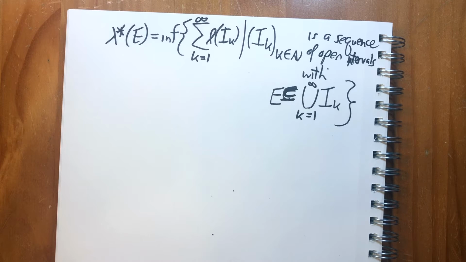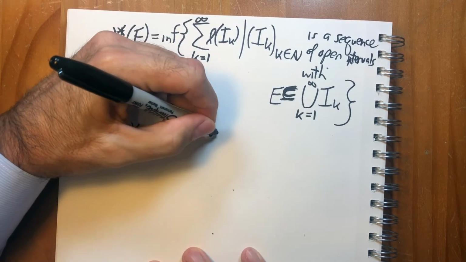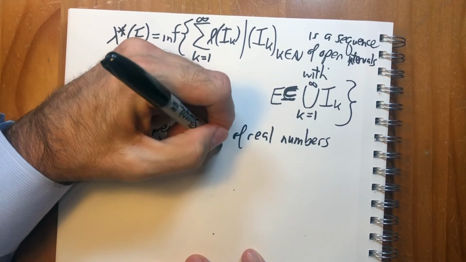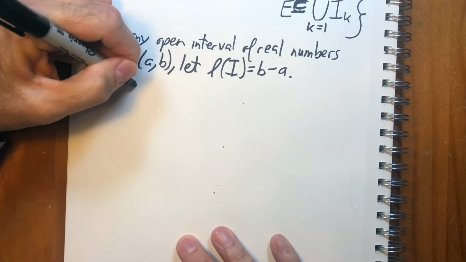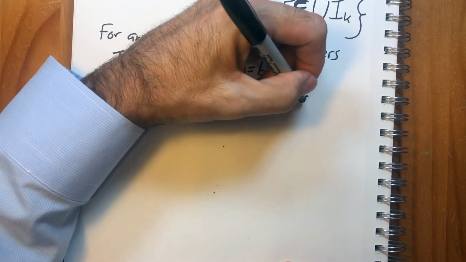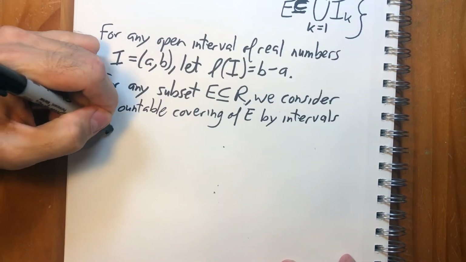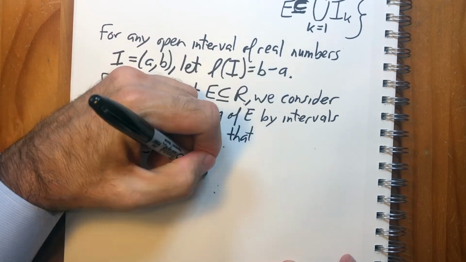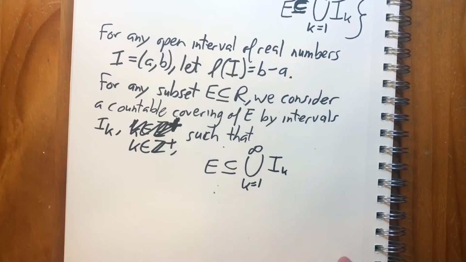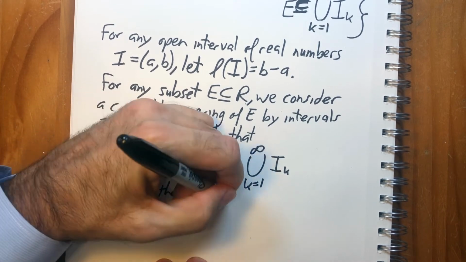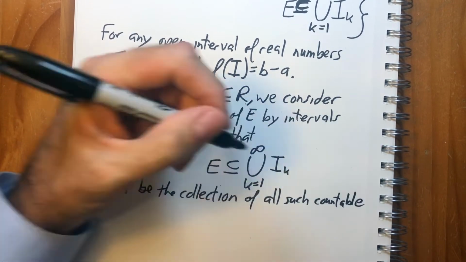Okay, so we start the same, defining L as the quote length of an interval of real numbers. For any open interval of real numbers, I, from a to b, let L of I equal b minus a. For any subset E of the real numbers, we consider a countable covering of E by intervals I_k, where k is a positive integer, such that E is a subset of the union of all of those intervals. Okay? So this is a description of one sequence of intervals that covers E. So let P be the collection of all such countable coverings.